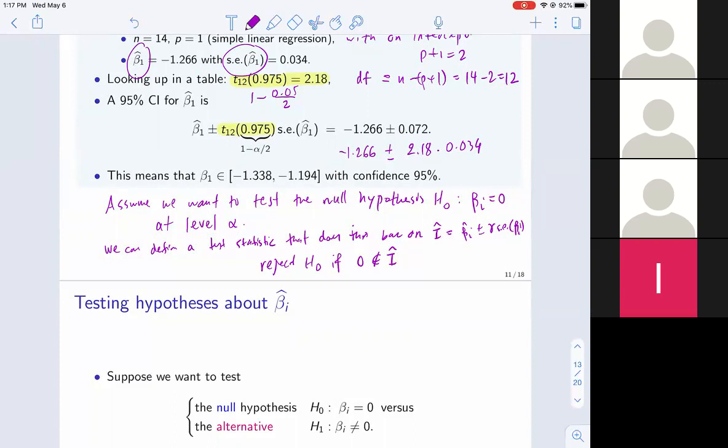So if you build a confidence interval at level like a 95% confidence interval, and if the value that you're testing is not in that interval, you can reject the null hypothesis that beta is equal to that value, and that test would have level alpha. Okay, just see whether the interval contains that number, and decide whether to reject or not. Okay, questions?